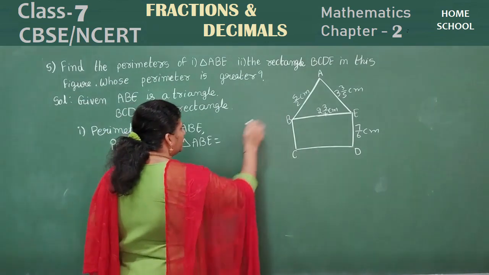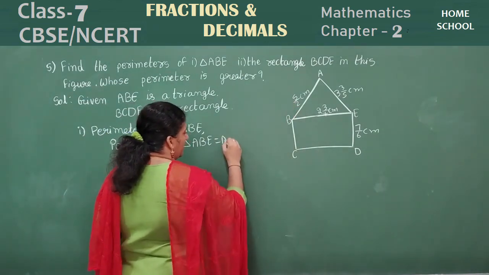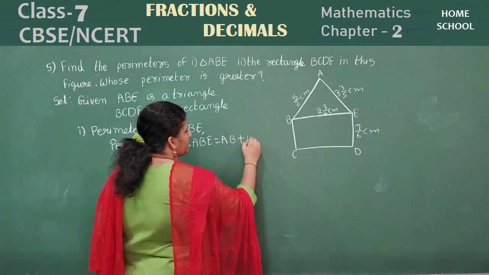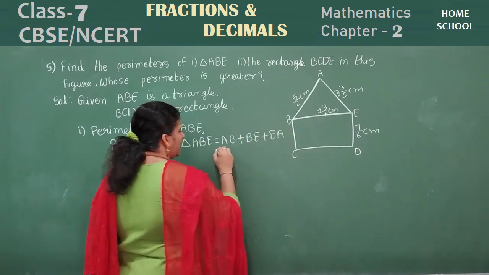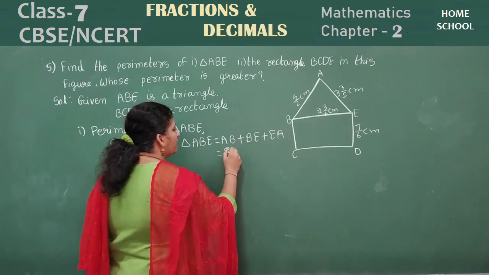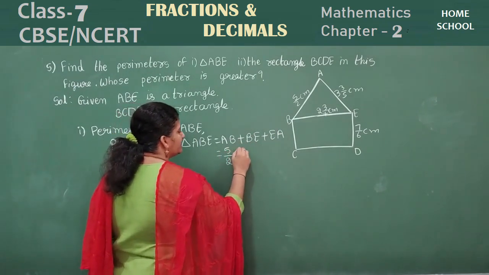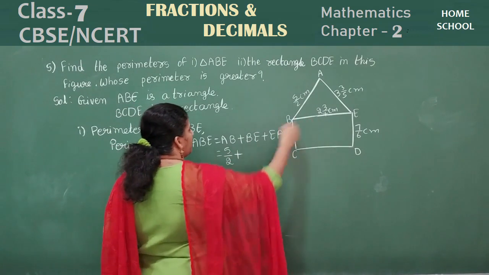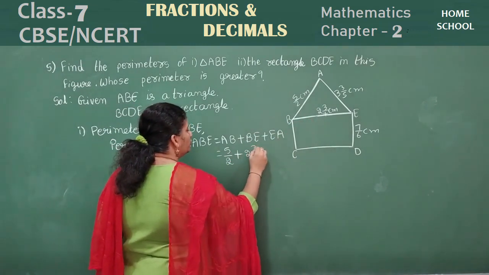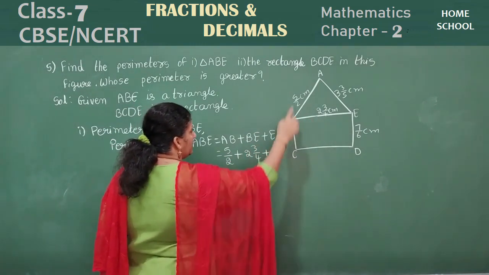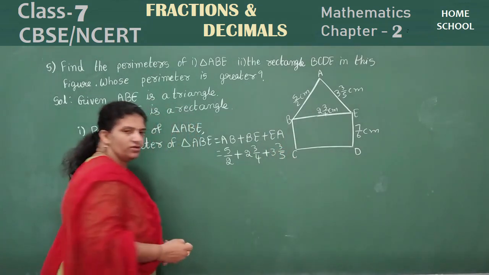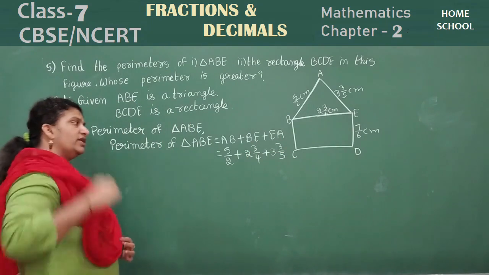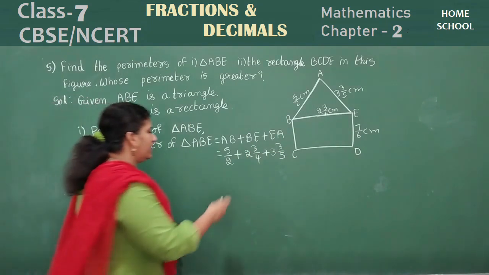Formula, children, here. What are the sides? AB plus BE plus EA. AB, what is the AB length? 2 and 5 by 2 centimeters. Plus BE, 3 by 4. And EA, it will be 3 by 5. So now what we need to do here? We need to add all these 3.